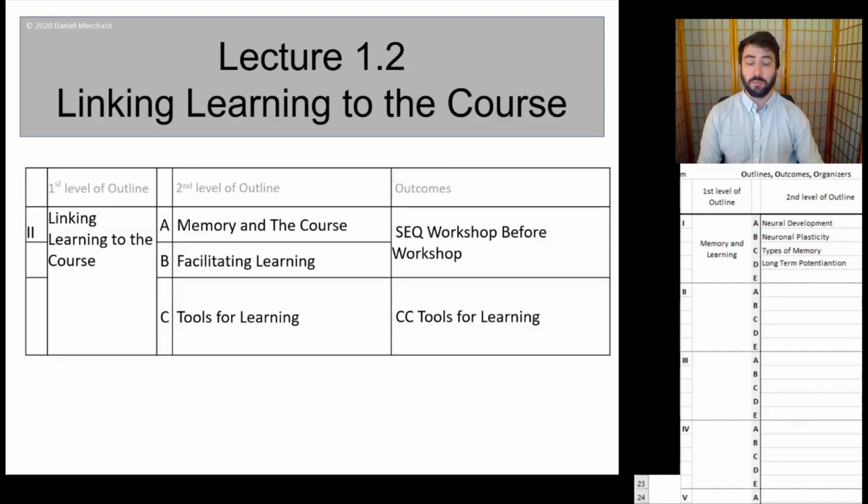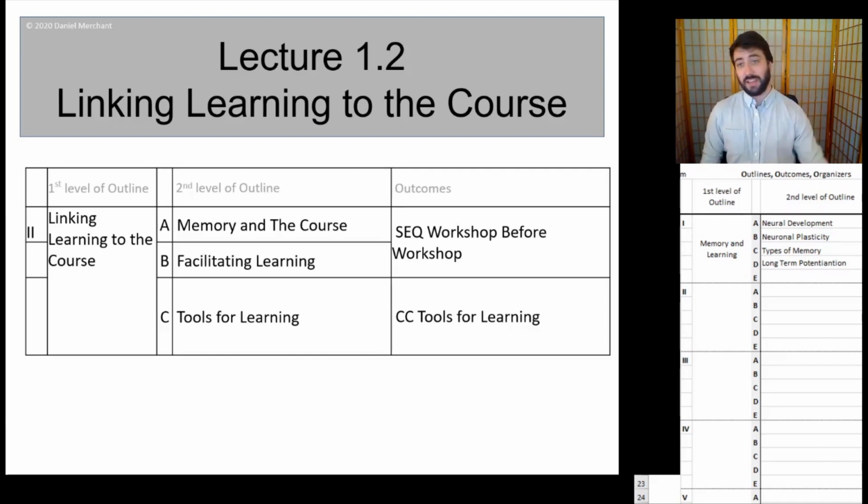Hi everyone, welcome to lecture 1.2, linking learning to the course. So we're going to take the stuff we talked about in lecture 1.1, all the things about long-term potentiation and short-term memory and long-term memory and all that good stuff, and be pretty explicit about how that relates to the course structure and how to succeed in this course.